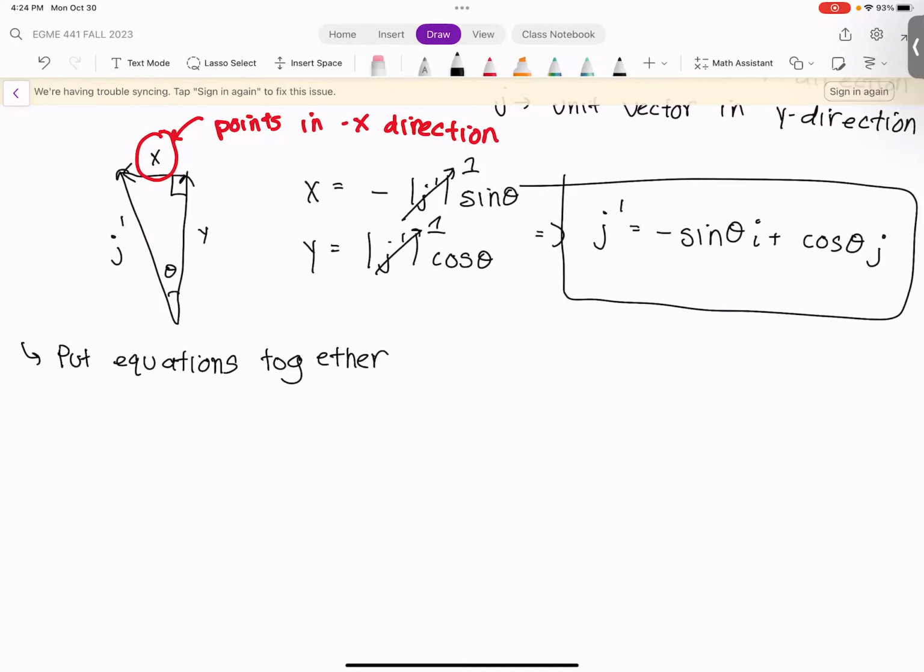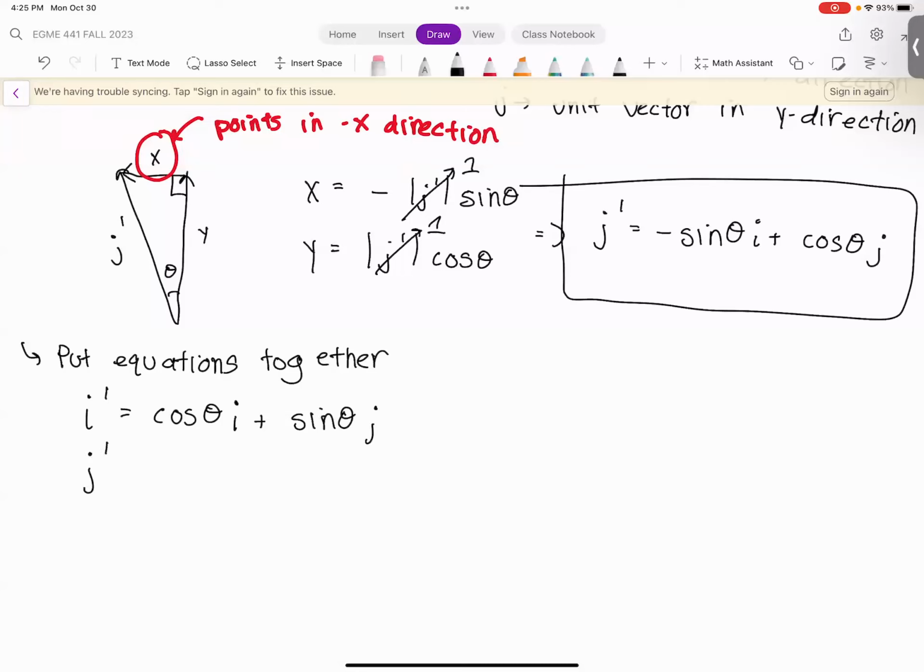Okay, so let's put these two equations together, and what you'll see is that we'll be able to form a matrix system from here. First thing we had was that I prime is equal to cosine theta times I, where I and J are the worst letters to use for this, so I get them confused all the time. Cosine of theta times I plus sine of theta times J.